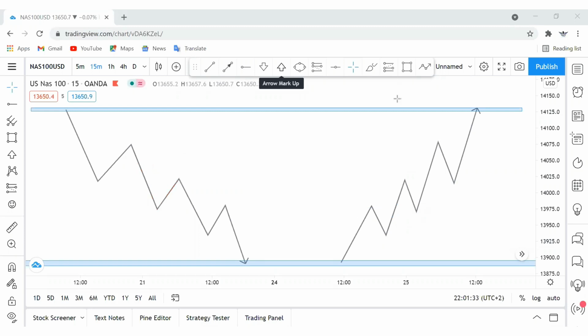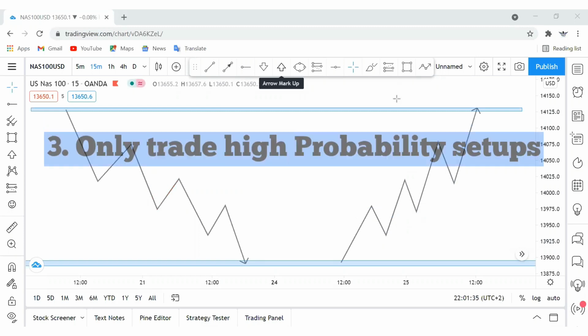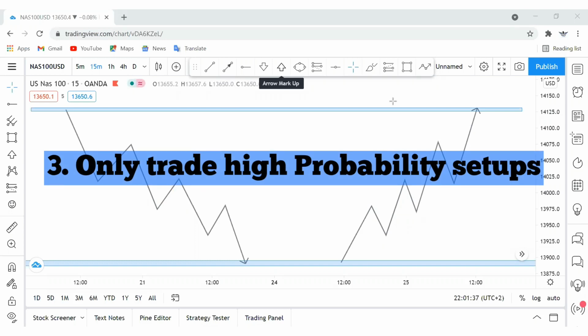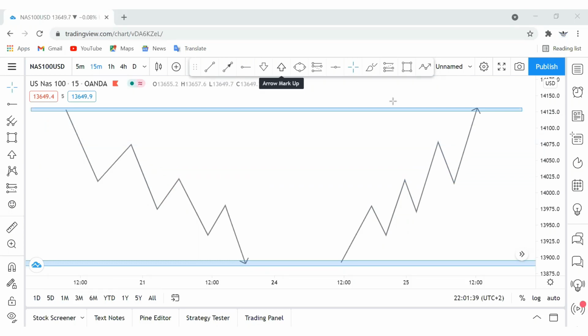The thing is, you only wanna enter high probability trades or high probability setups only. So don't go for setups that are not clear, setups that you're not confident about. It is very much important that you go for high probability setups. High probability setups would be something like this.